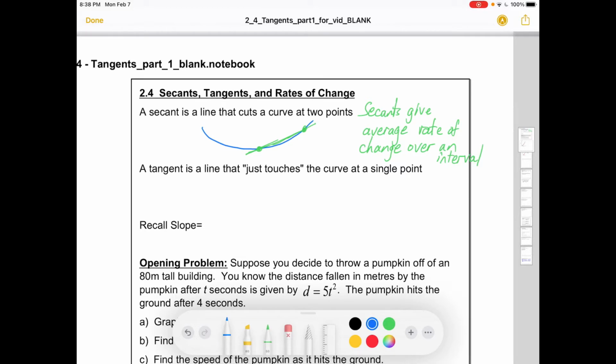A tangent is a line that just touches the curve at a single point. So if I drew the tangent to this function right here, it would have the same steepness as the curve at that point, or it would represent how steep it is at that point. And tangents give the instantaneous rate of change at a point, or in an instant.